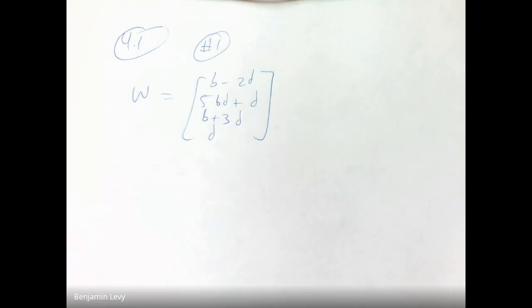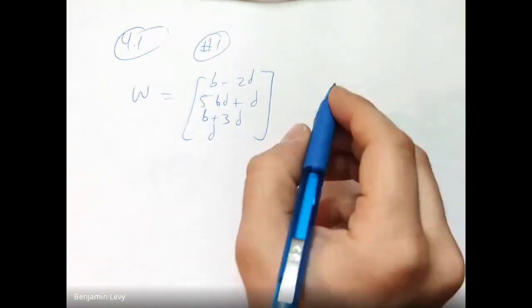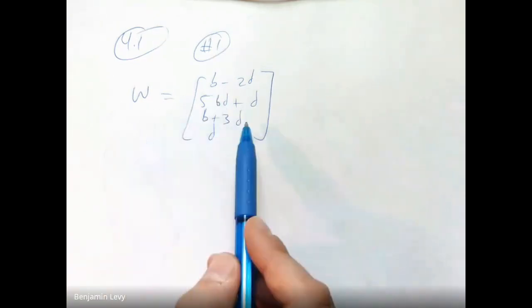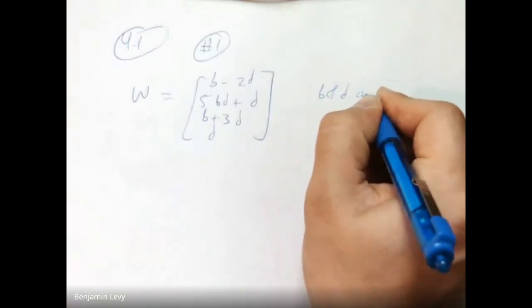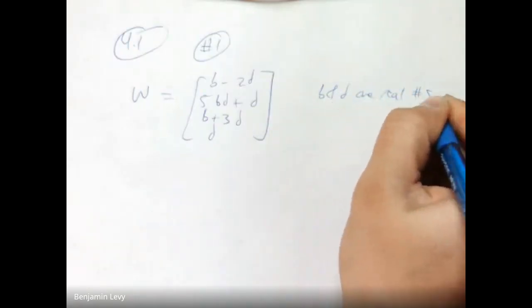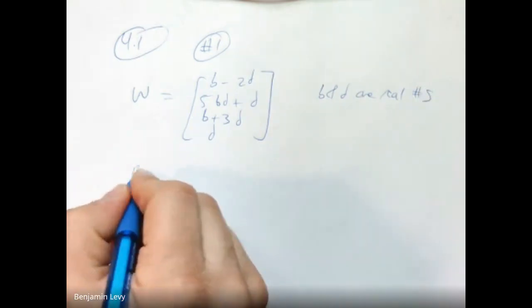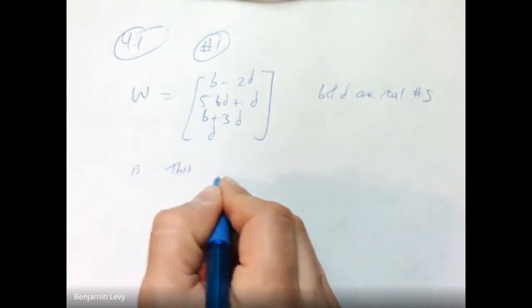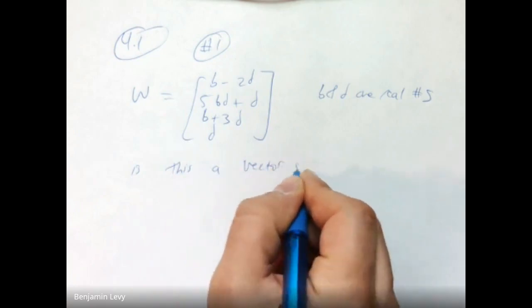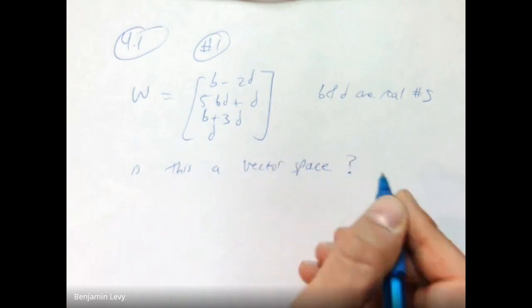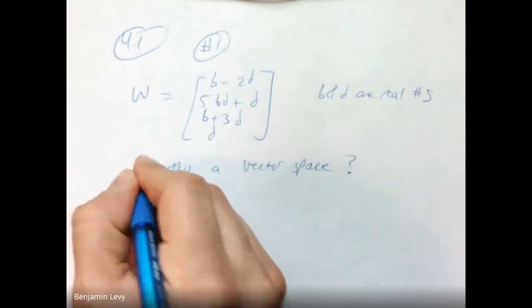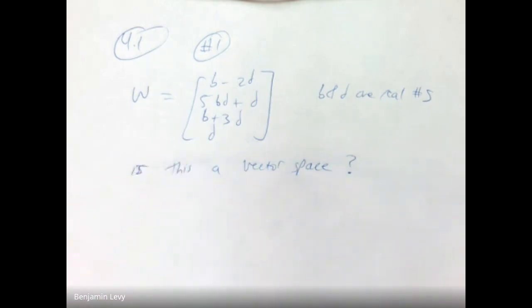So this question says, what is a basis for this, I think? Let me open it back up again. Oh, is it a vector space? So it says W looks like vectors like this, where B and D are real numbers. Is this a vector space? And then there's a bunch of options. I'm not going to write out the options.